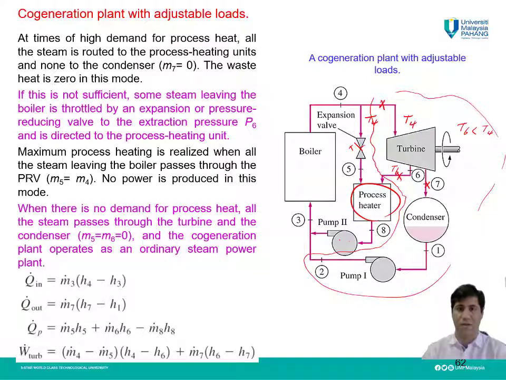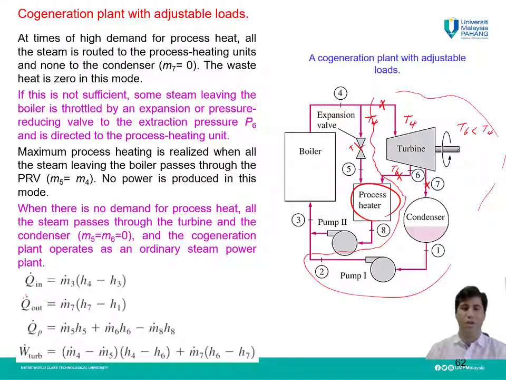So you can see here how we can manage this cogeneration plant with adjustable loads, or with different loads, to have both the process heater and turbine in the cycle for different conditions. High amount of process heat, the maximum amount of process heat, or when we don't need any process heat and we just need the electricity. You can see here how we can manage the flow of the steam to have these different modes in this cycle.